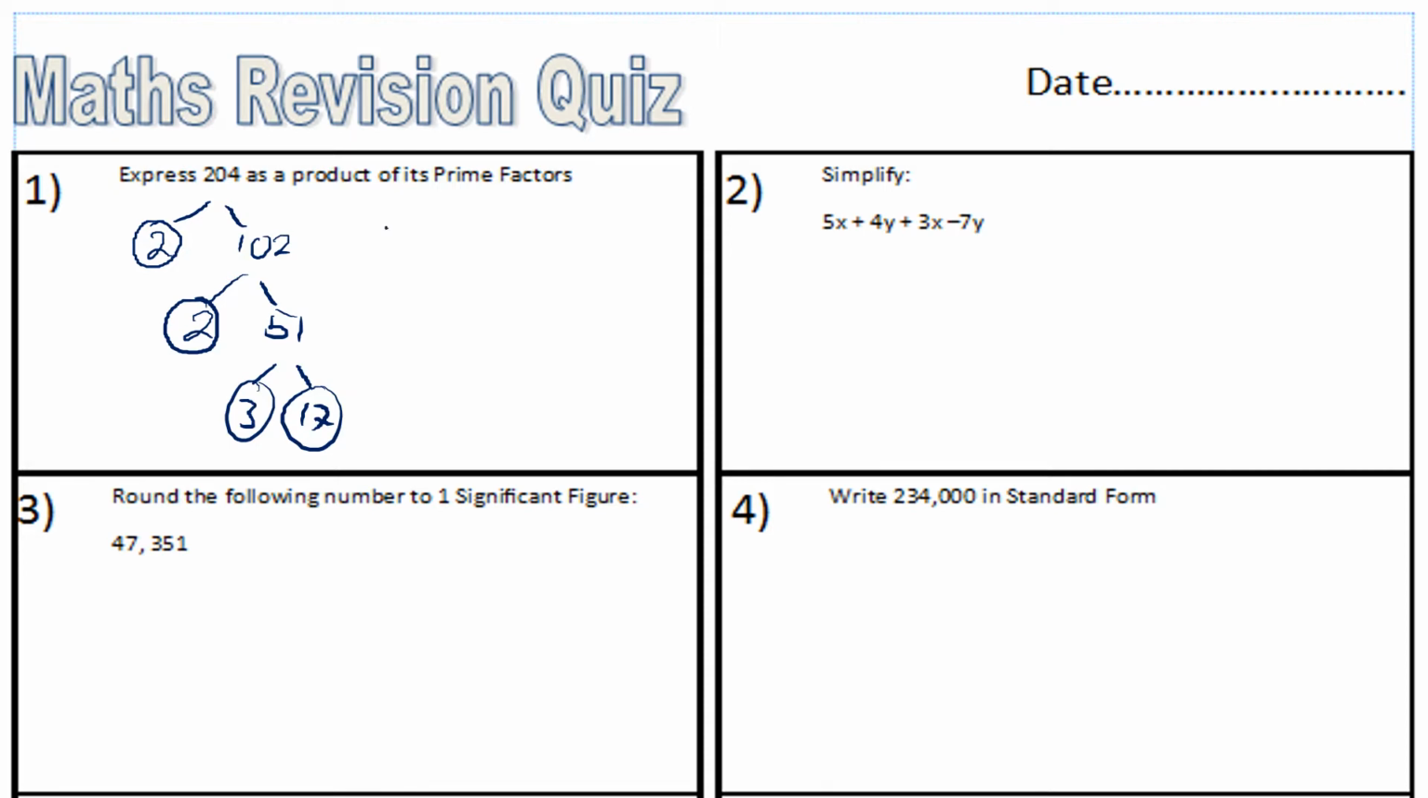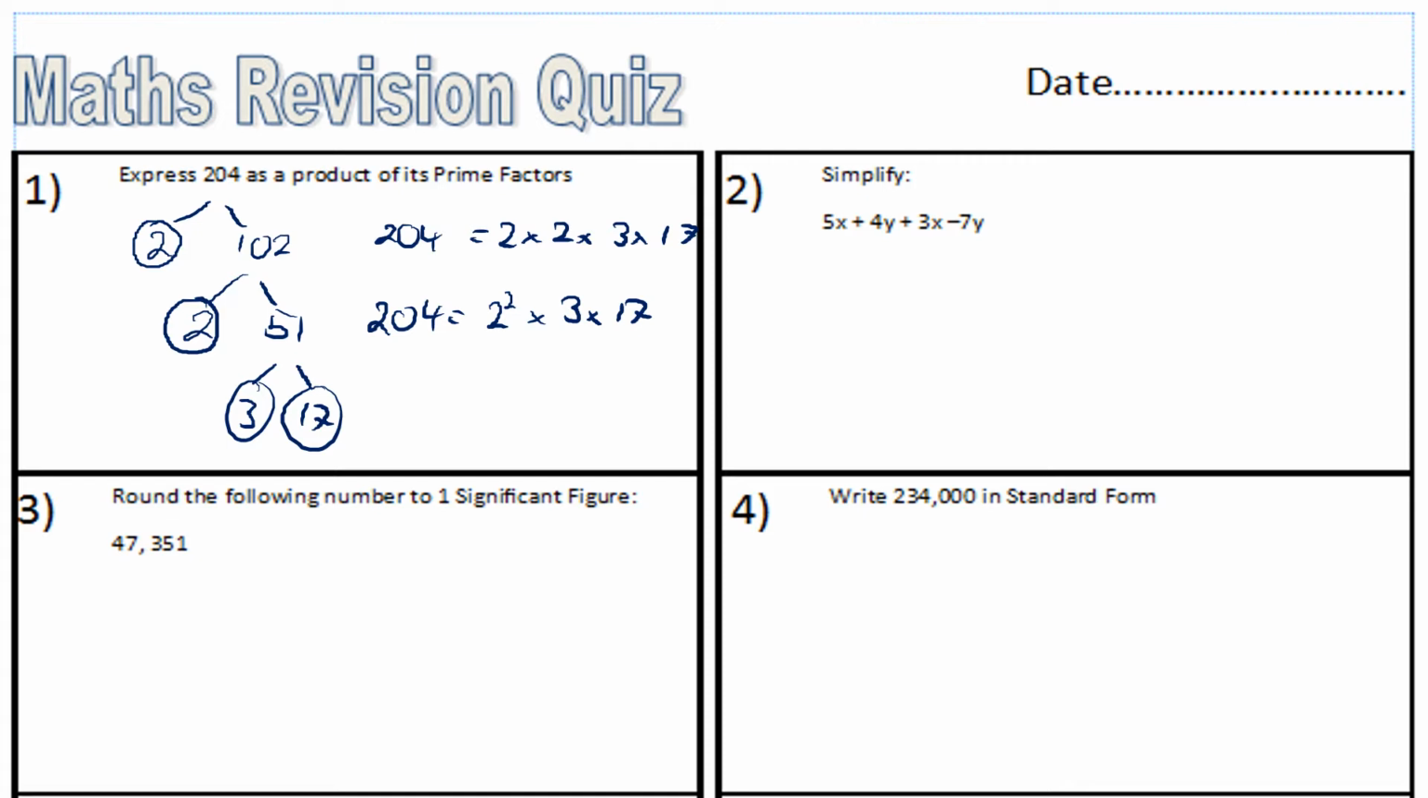So 204 is equal to 2 times 2 times 3 times 17. Or in index form, 204 is 2 squared times 3 times 17.